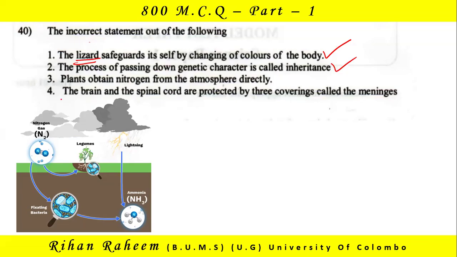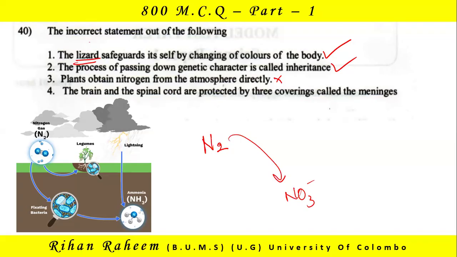Plants obtain nitrogen from the atmosphere directly. No. Carbon dioxide can be taken into the plants directly. Nitrogen should be absorbed from the soil. So, nitrogen gas cannot be absorbed. It has to be converted to nitrate. For that only we have nitrogen fixation. We have biological nitrogen fixation. In that we have spoken about rhizobium bacteria and azotobacter in grade 9.